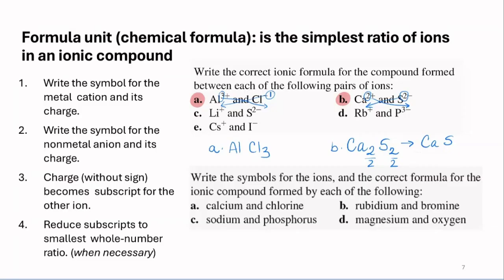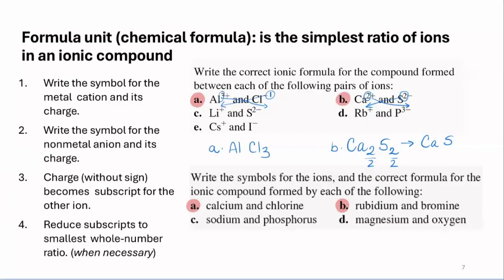Let's move on to the second problem that we have here in this slide. It reads, let's write the symbols for the ions and the correct chemical formula for the ionic compounds formed by each of the following. When it comes to this, we have to follow steps 1 through 3 and 4 only if necessary. Let's do for the second problem, letter A and letter B.